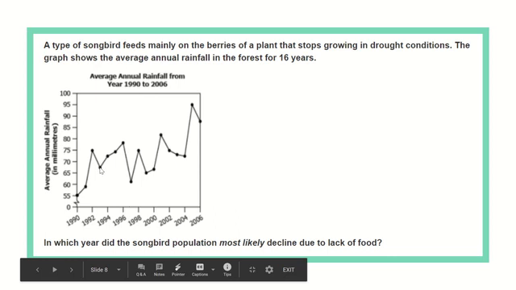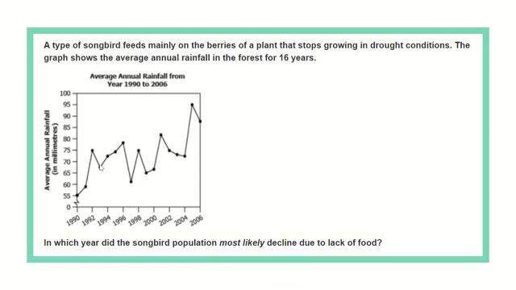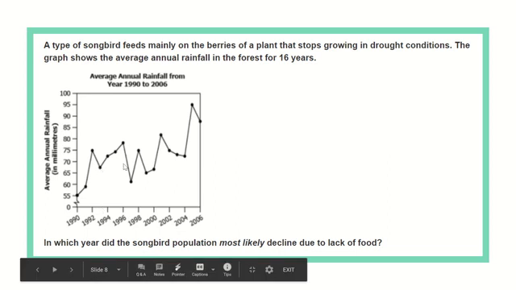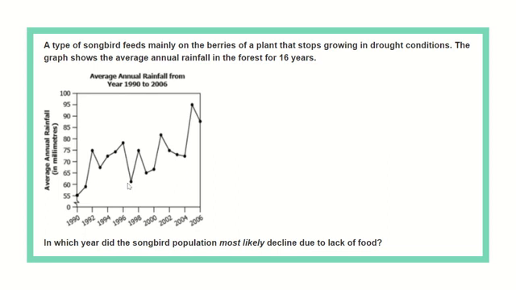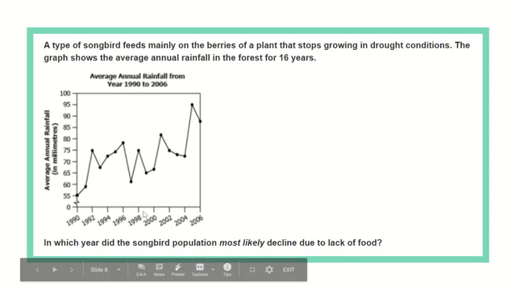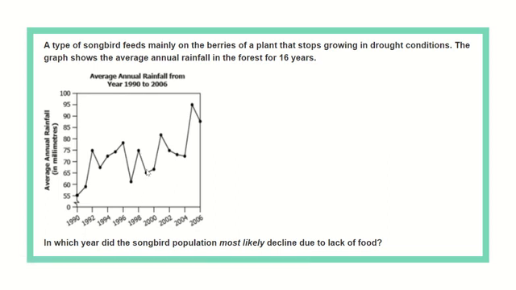So when we're looking for declines, here's a decline from 1992 to 1993, that would be a decline. 1996 to 97 is a decline. 1998 to 1999 is a decline. And then from 2001 to 2004 is a decline. And then again from 2005 to 2006.